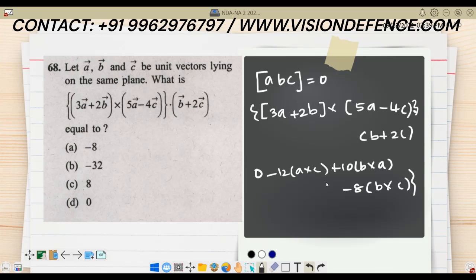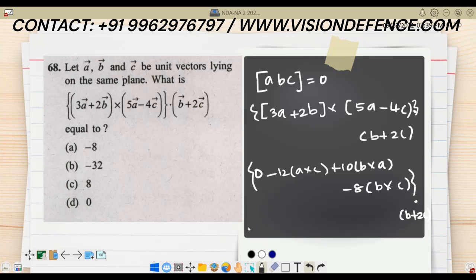This whole thing again is going to be dot product with B plus 2C. Now, carefully listen. We're going to dot everything with B first. So A cross C dot B, that is going to be ACB, the scalar triple product of ACB.